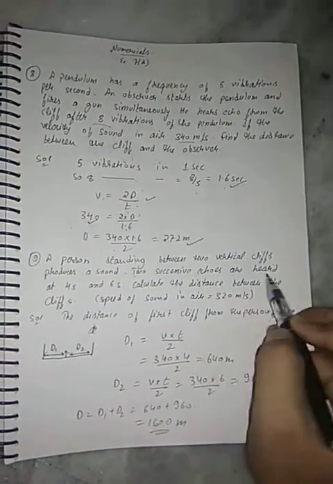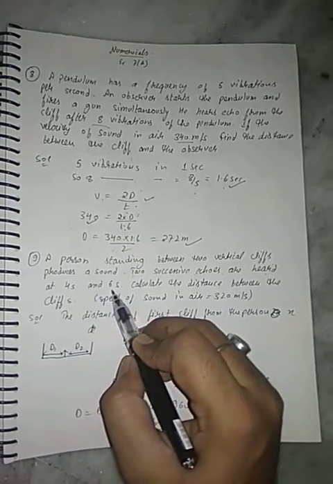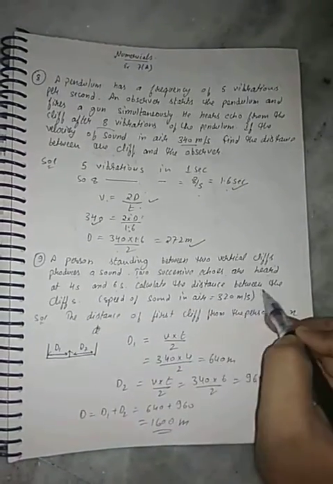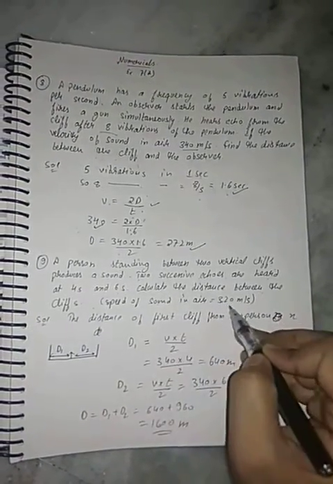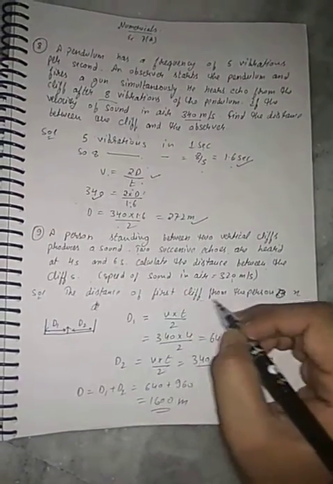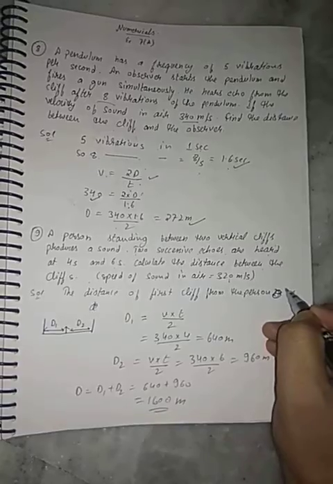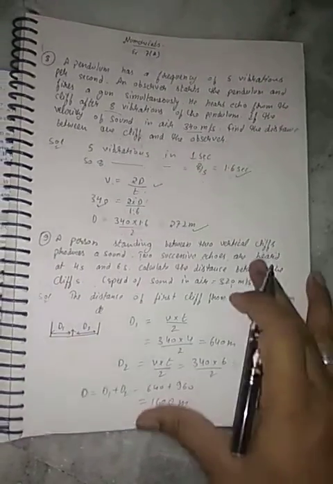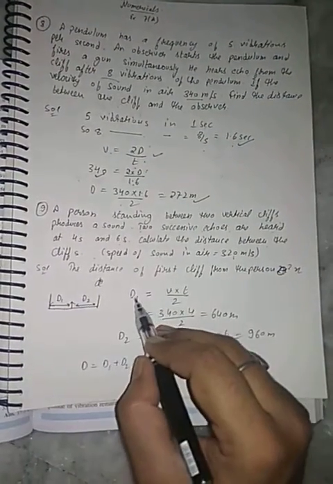The next numerical is: a person standing between two vertical cliffs produces a sound. Two successive echoes are heard at 4 seconds and 6 seconds. Calculate the distance between the cliffs. Speed of sound in air is 320 meter per second. Now see, according to them, the distance of the first cliff will be, suppose, 2x, for example.